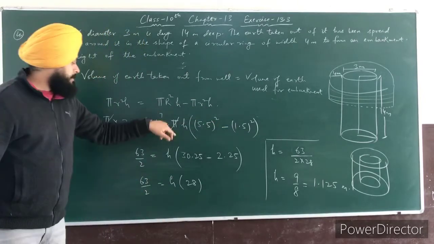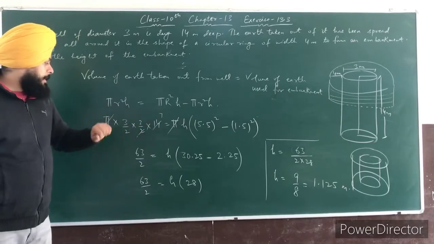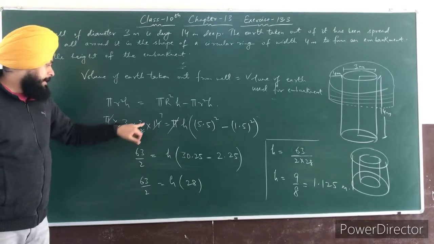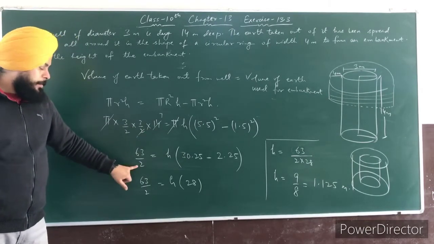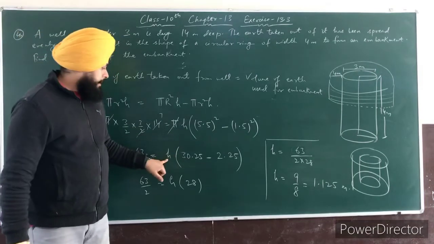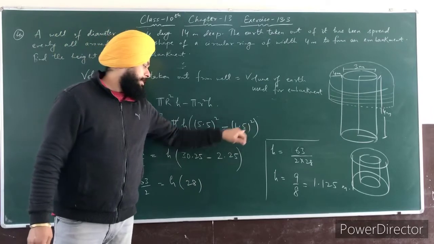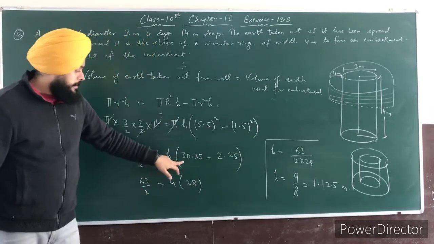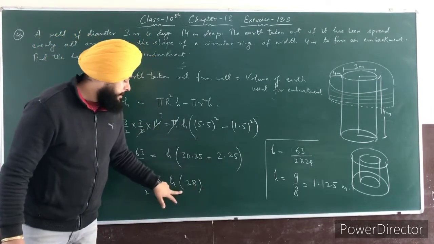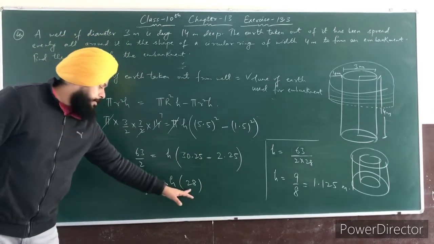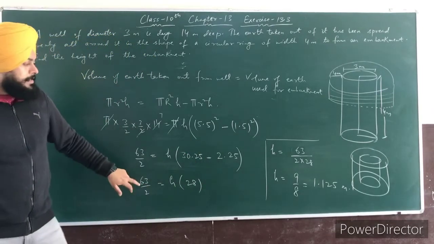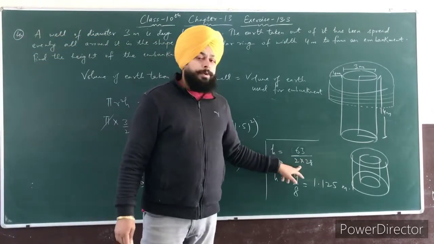So pi cancel. This 2 7s are 14. This 3 3s are 9. 9 7s are 63. Denominator is only 2. Write here h. 5.5 square is 30.25 and 1.5 square is 2.25. So 30.25 minus 2.25, it is 28. So take this 28 on left hand side, it is divided by this 63. So 63 over 2 into 28.